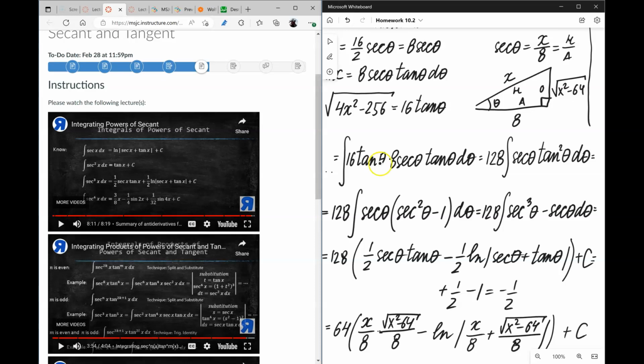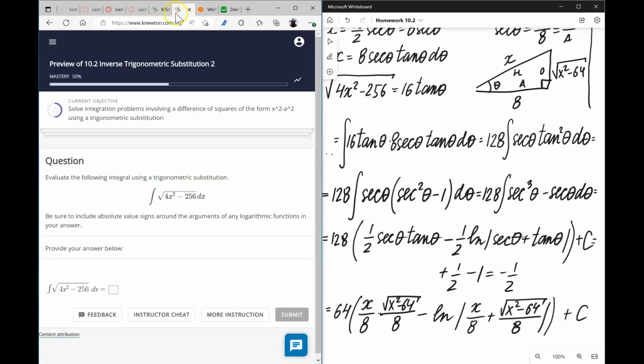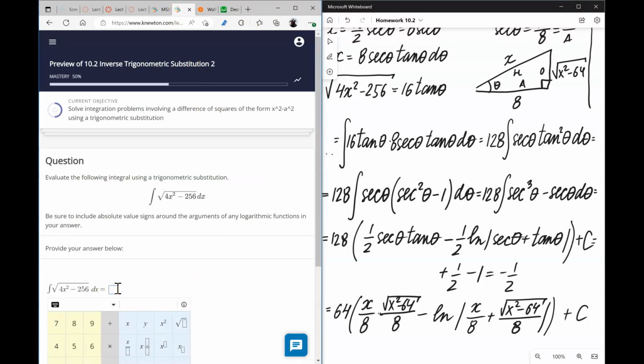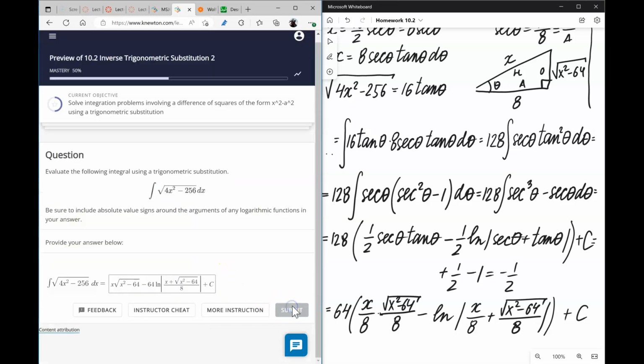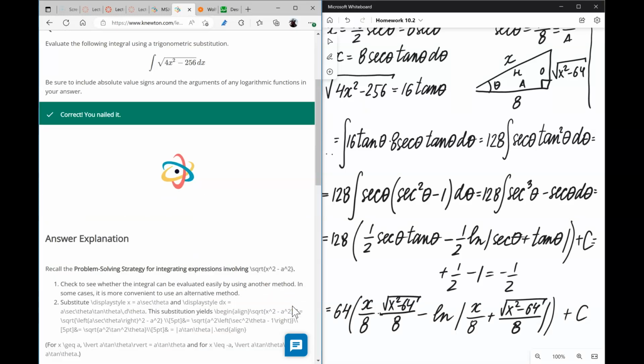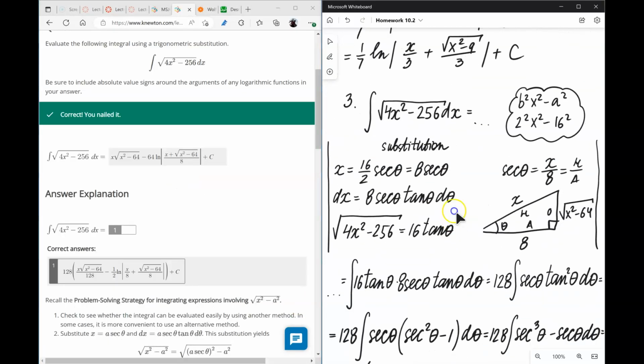And that's going to be the final answer. And we can distribute 64 over, actually. That would look nice: x square root of x squared minus 64 minus 64 ln. And we got it. So this was problem number 3.